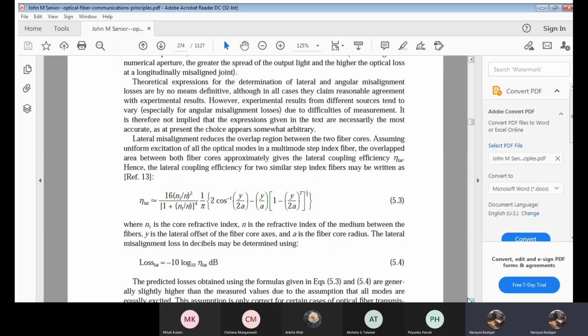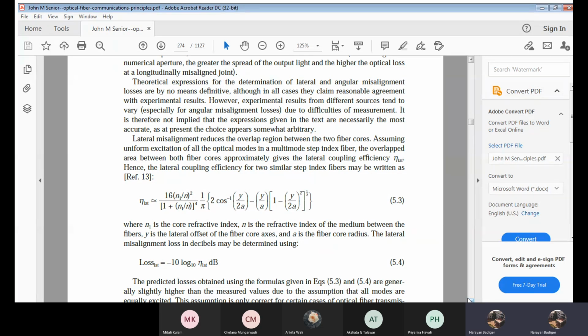Now here we need to assume that there is uniform excitation throughout the optical modes in this multi-mode step index fiber. And whatever coupling we try to do here is by reducing the overlapping region. Now we try to calculate its coupling efficiency. Here again we are using multi-mode fiber, then only we can easily analyze the misalignment.